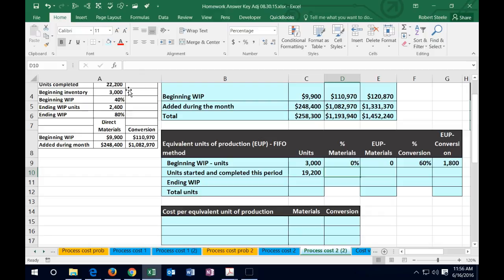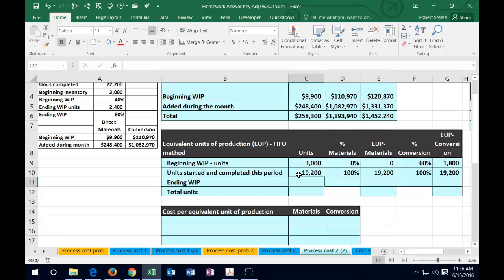And if it was started and completed, then 100% of the materials went in this time. So we're going to say the 19,200 times 100%. Equivalent units are the same. Same with conversion. We completely finished the conversion process. So 19,200 times 100%. That's why we do the started and completed.